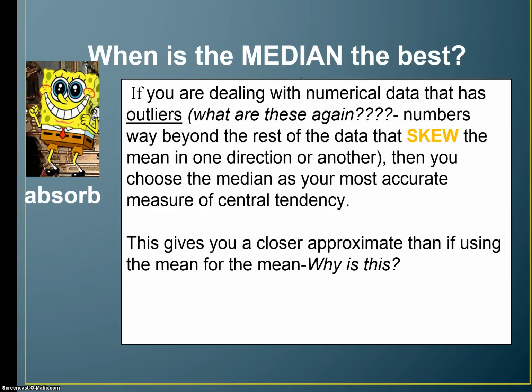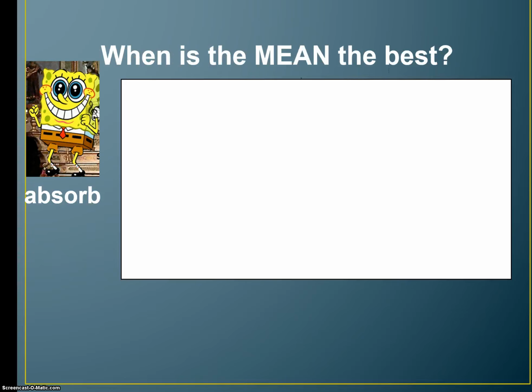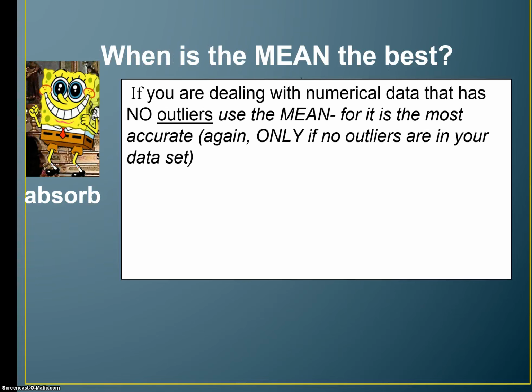It'll give you a closer approximate than if you use the mean, because those outliers definitely skew your data. When is the mean the best? If you're dealing with numerical data, that's numbers, and you have no outliers, you want to use the mean because it's going to be the most accurate.